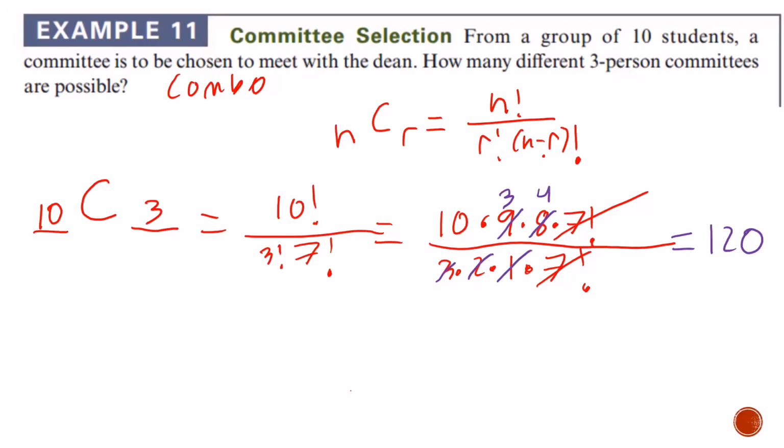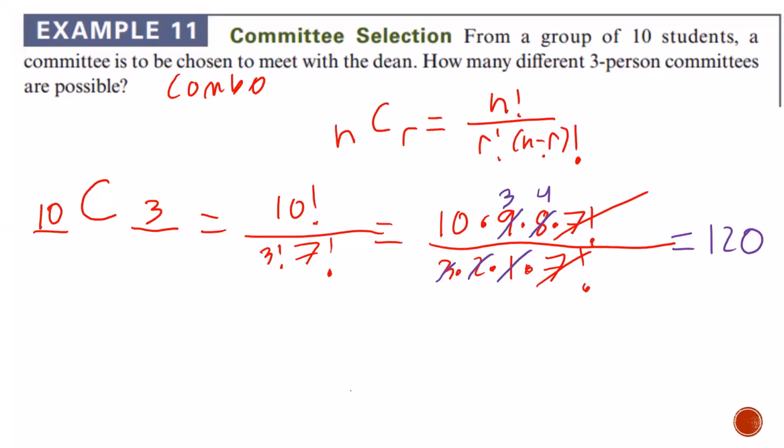If the order didn't matter, it would be 10 for the first person, 9 for the second person, 8 for the third person, right? But the order doesn't matter. So I would divide by 6, because I've overcounted by a factor of 6: each set of people is in there 6 times because they're sets of 3, right? 3 times 2 times 1. So that's why I'm dividing by r factorial. Again, you don't need to know that, but it certainly helps.